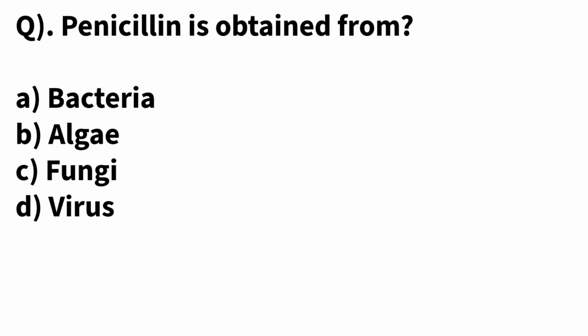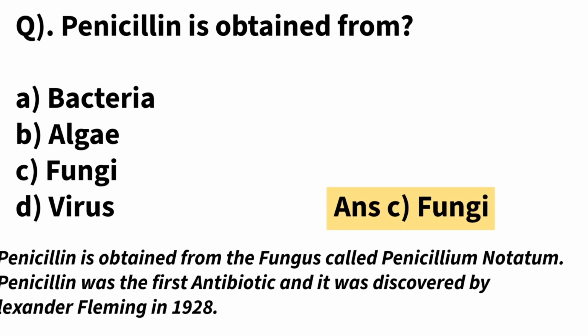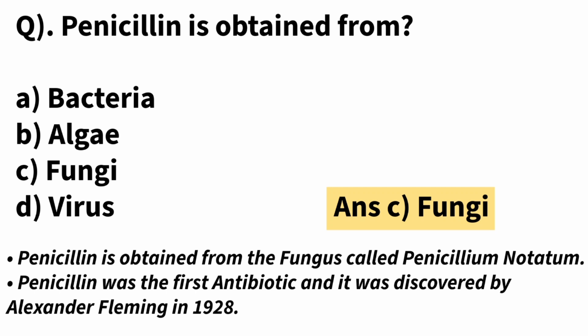Penicillin is obtained from. The answer is option C, fungi. Penicillin is obtained from the fungus called Penicillium notatum. Penicillin was the first antibiotic and it was discovered by Alexander Fleming in 1928.